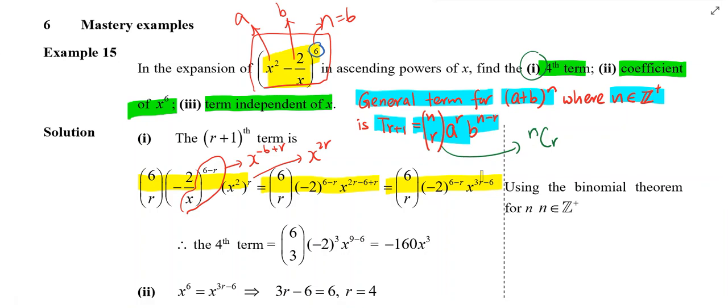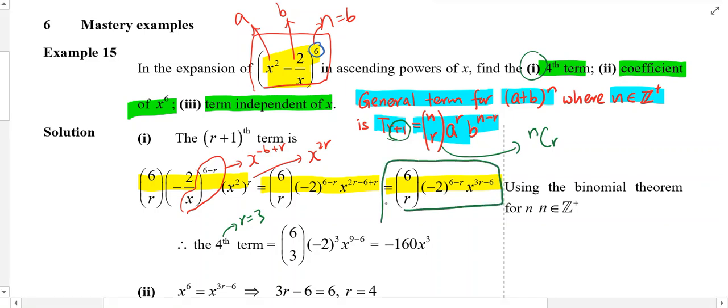So the fourth term is simply when r is 3. Be careful, r is not 4, r is 3. When r is 3, this will be T4. So you simply substitute r as 3 into your general term formula, this one here. Then you will get the fourth term as negative 160 x to the power of 3.